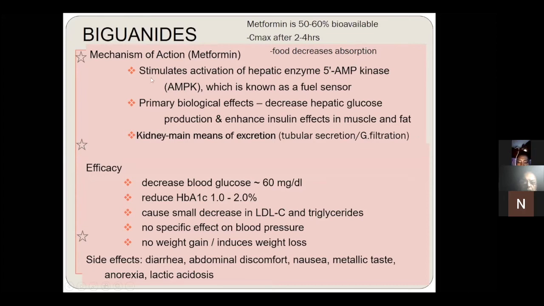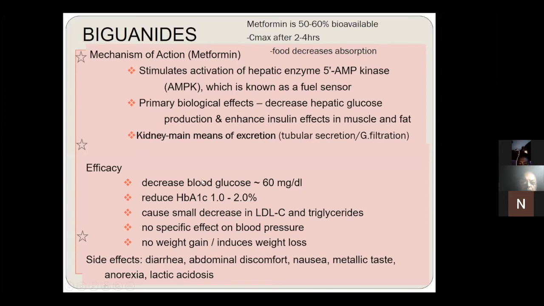The metabolic action, you all know, is that it stimulates the hepatic enzyme 5-AMP kinase, which acts as a fuel sensor. The primary biological effects are that it reduces hepatic glucose generation, enhances the insulin effects on muscle and fat, and increases insulin sensitivity. The kidney is the main route of excretion, by tubular excretion and glomerular filtration. Hence, as kidney function goes down, you have to reduce the dose and stop when it is less than 30.